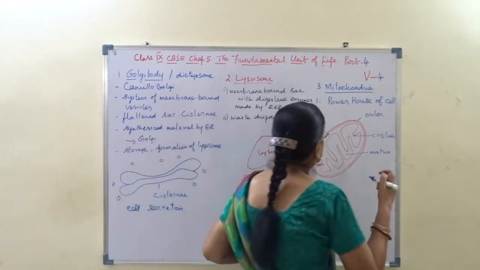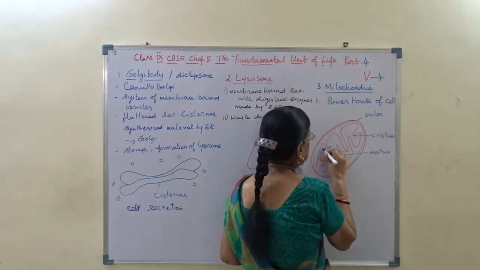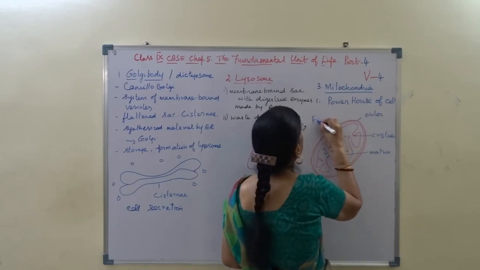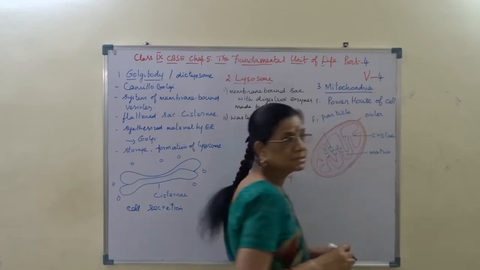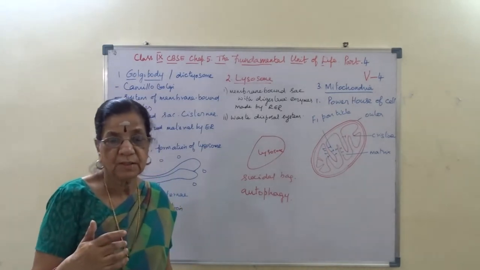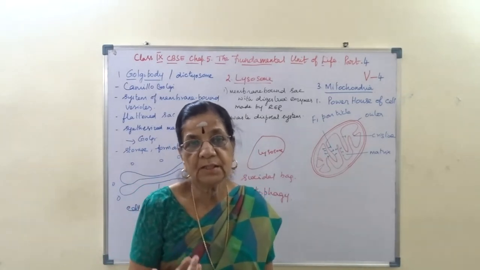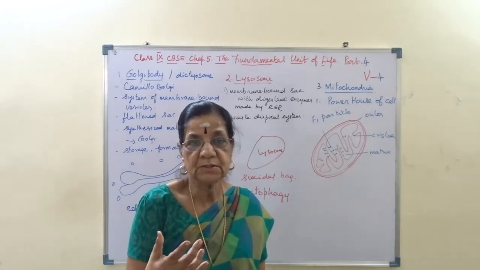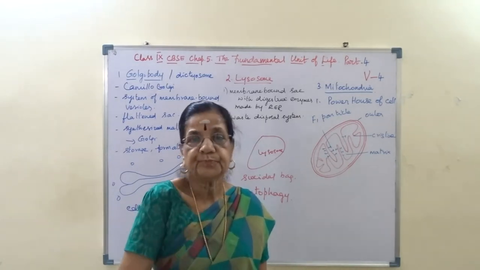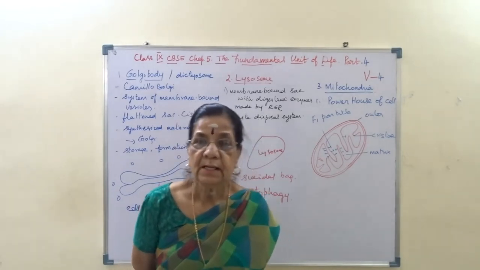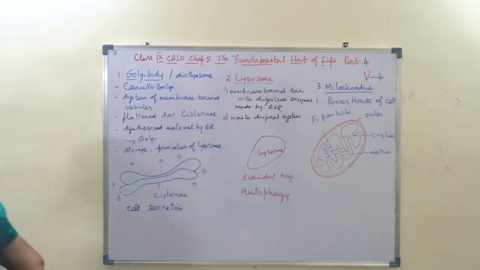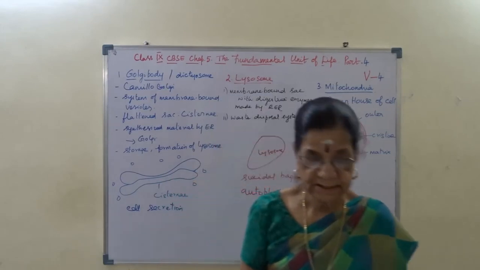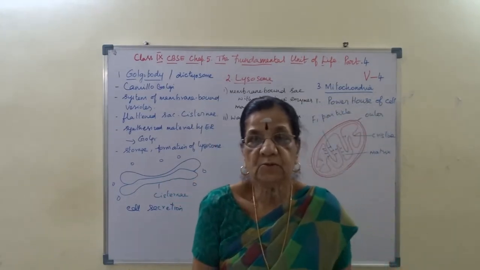This cristae has projections like this, and these are called F1 particles, found on the inner membrane of mitochondria. It has respiratory enzymes. During respiration, glucose is getting oxidized, thereby energy is released and ATP is formed. So this ATP generation is why it is called the powerhouse of the cell. I hope you understand.